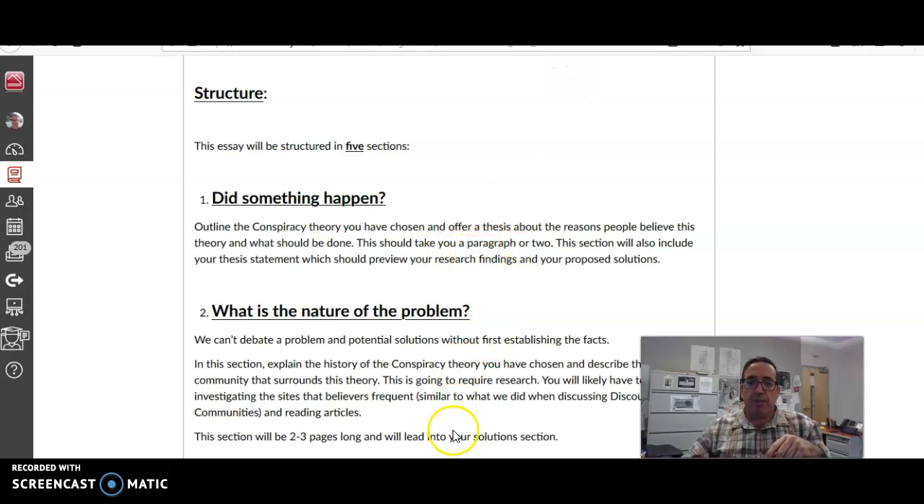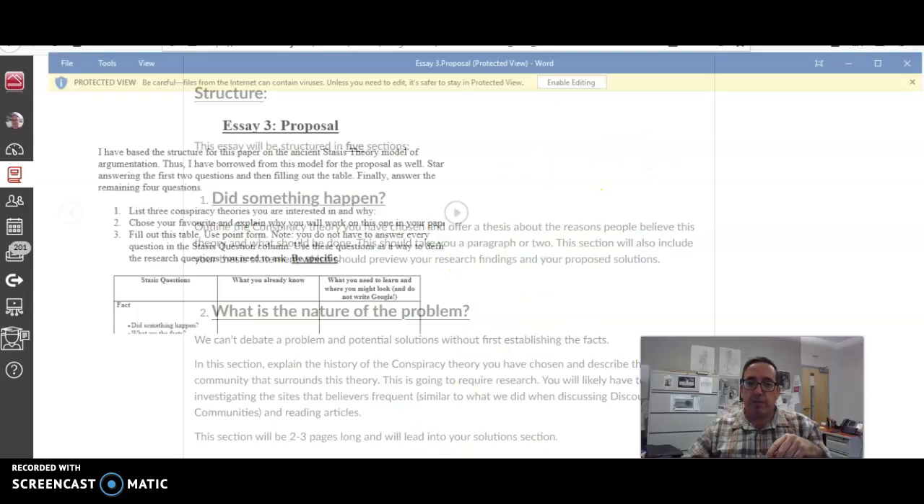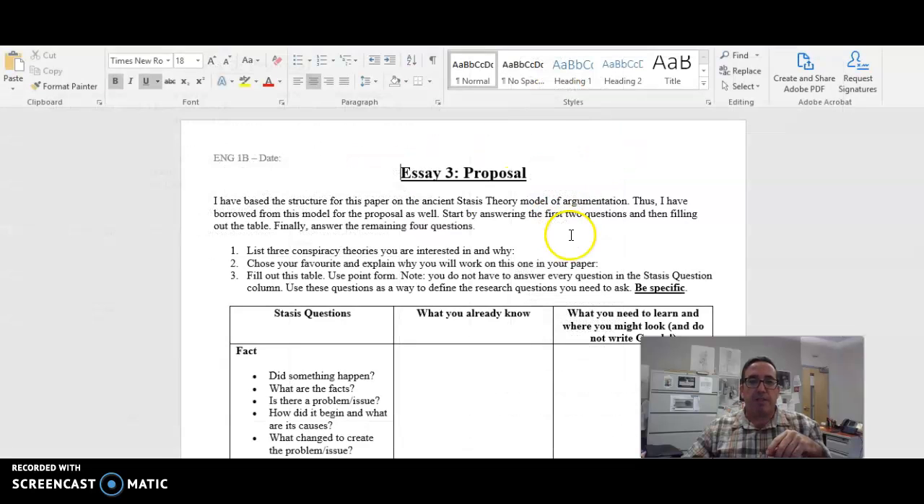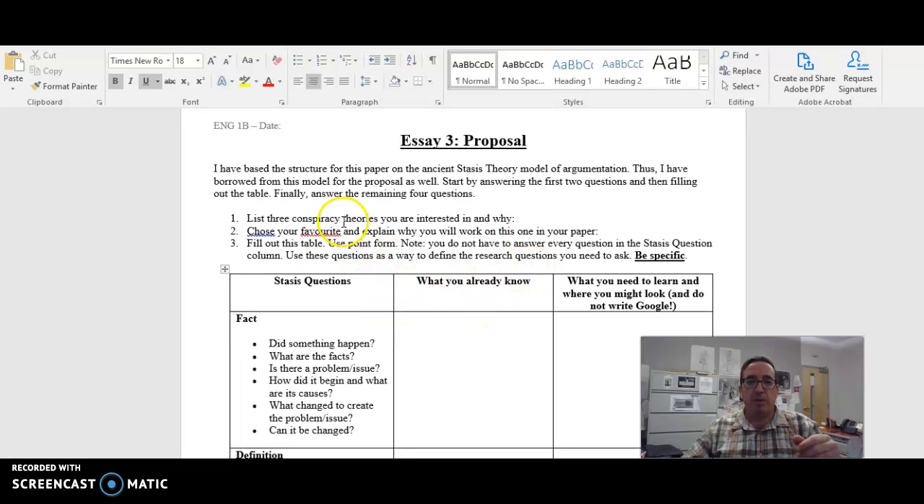And this is what I've used for the proposal, right? If you open up the proposal, it looks like this. Let me just get a better view of this, right? It's similar to what you've seen before, right? I want you to fill out a table. I want you to list 3 conspiracies you're interested in, and why. Choose your favorite, explain why you want to work on that one, and then fill out the table.